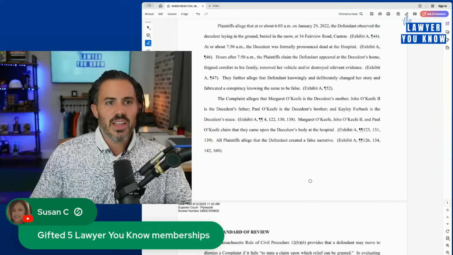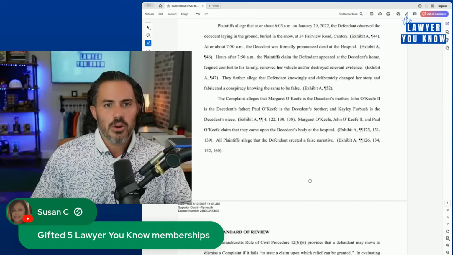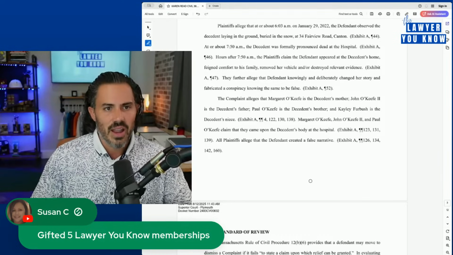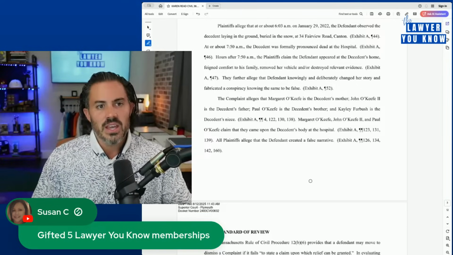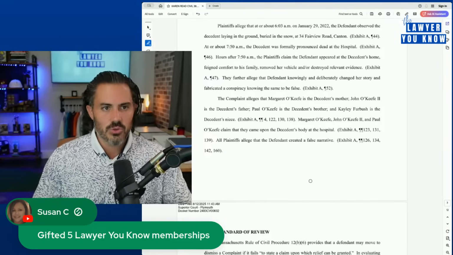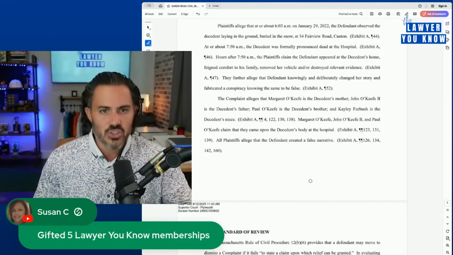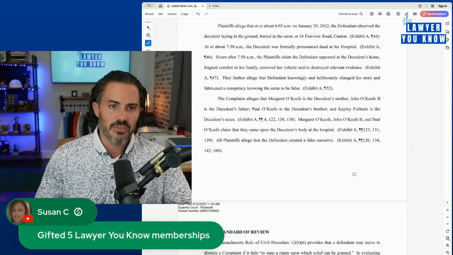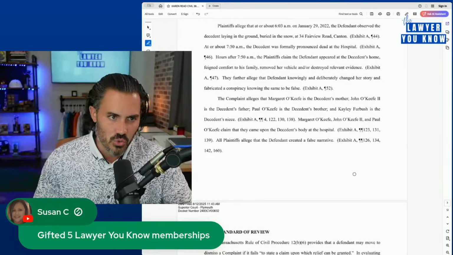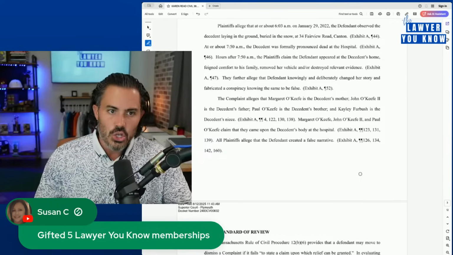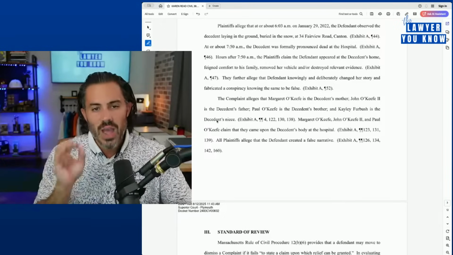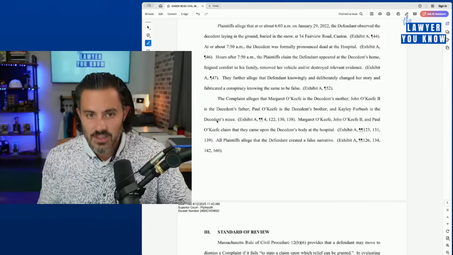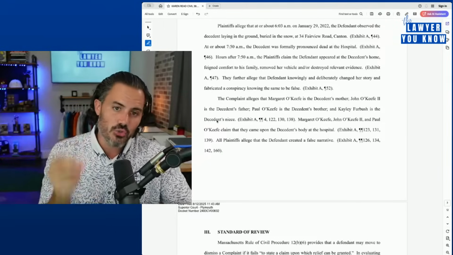All right. Plaintiffs allege that about 6:03 a.m. on January 29th, defendant observed the decedent laying in the ground, buried in the snow. Decedent was formally pronounced dead at the hospital. Hours after 7:50, the plaintiffs claim defendant appeared at the decedent's home, feigned comfort to his family, removed her vehicle, and destroyed relevant evidence. They further allege that the defendant knowingly and deliberately changed her story and fabricated a conspiracy, knowing the same to be false. So again, you have to prove this stuff eventually. But right now, the judge reads it as true.